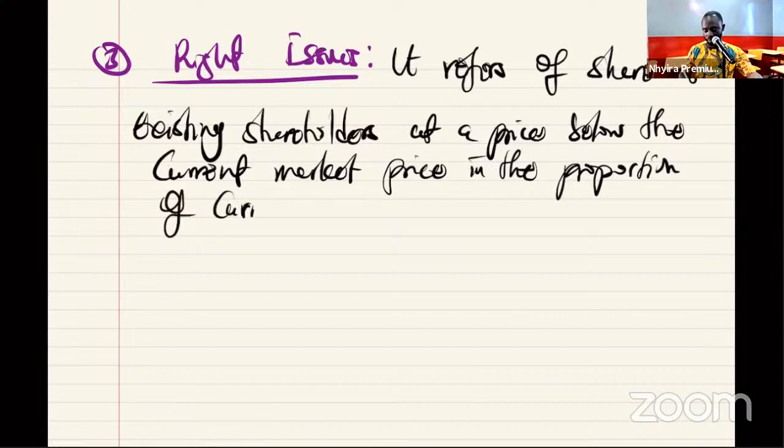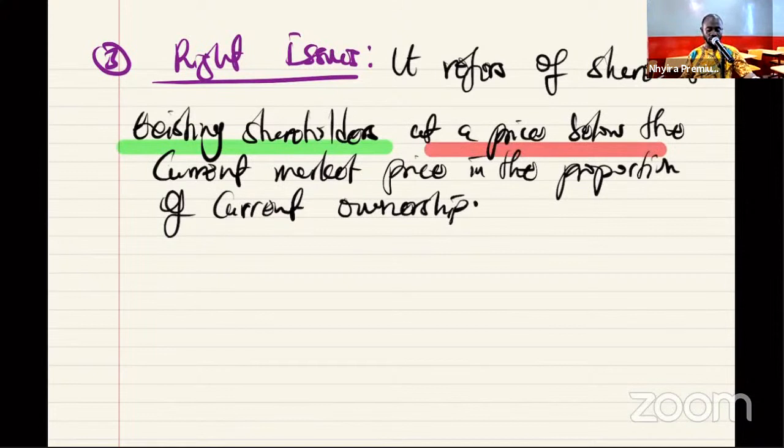In the proportion of current ownership. So with the rights issue, you get it based on the ownership that you currently have in the business. The key thing here is that it is issued to existing shareholders, and shareholders will definitely pay something at the end of the day.